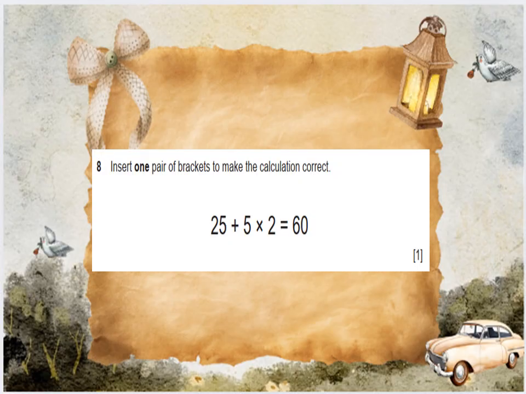If I started by 5 times 2, according to order of operations, 5 times 2 is 10. 10 plus 25 will be 35, not 60, so that will not be correct. So the bracket must be between 25 and 5.